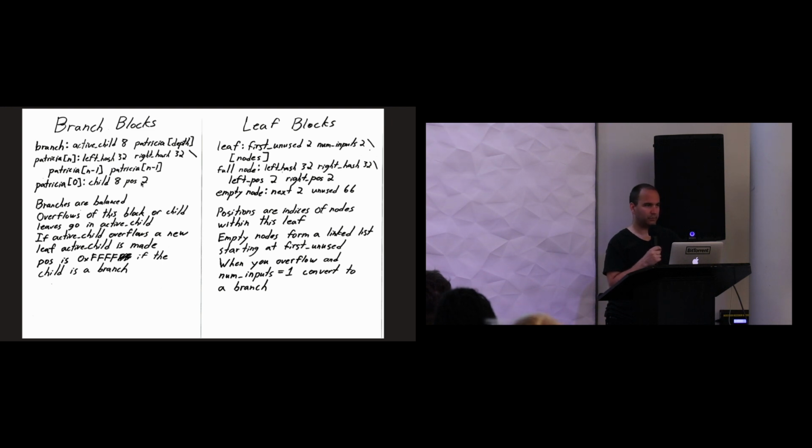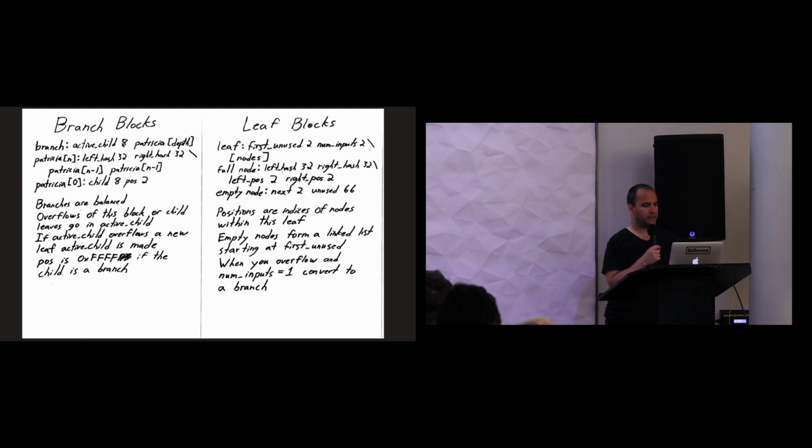Children have positions within them, indices within them in leaf blocks. If the child is a branch block, position is just set to FFFF, which is an invalid value. So branch blocks are balanced by their nature. Things don't move around within them, they're set positions. The biggest subtlety here has to do with this active child.